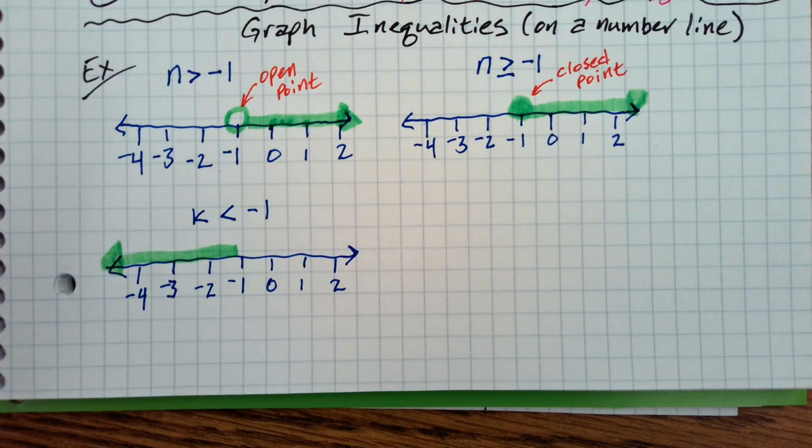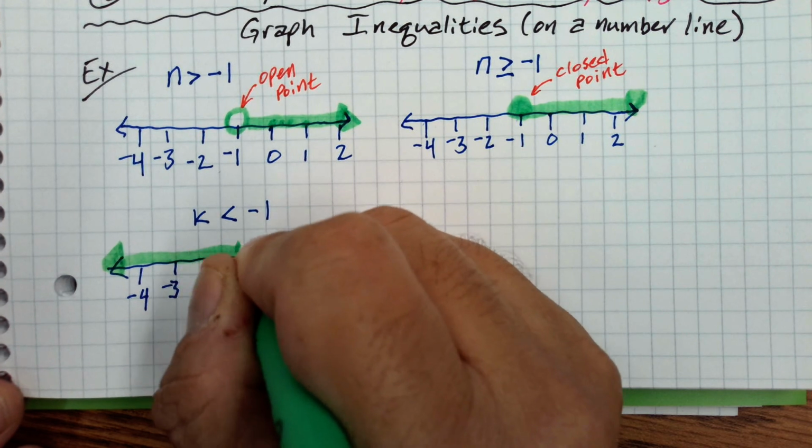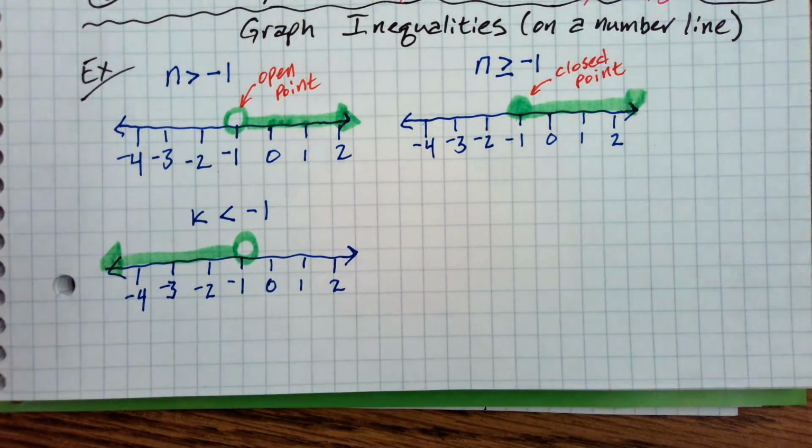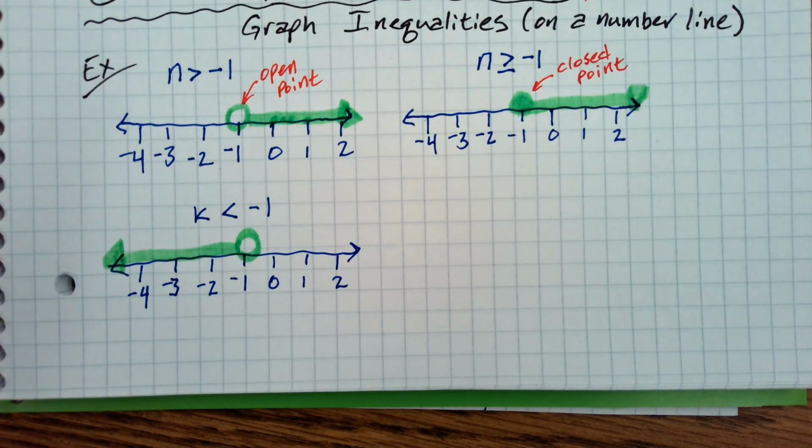Now, would I make it an open point, do you think, or a closed point? What's it going to be? Open. That's telling me that -1 is not part of the answer. -1 is not part of the answer, so it's open there. But everything less than that. Okay. So take a look. Is it telling me to shade the inequality symbol? Is it telling me to shade to the left? Is it telling me shade this way? You see how it's pointing that way? It said shade this way. And that's what I did.